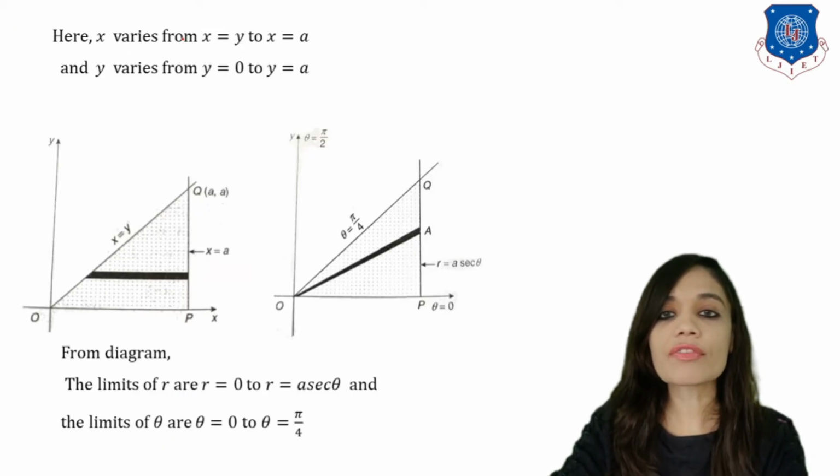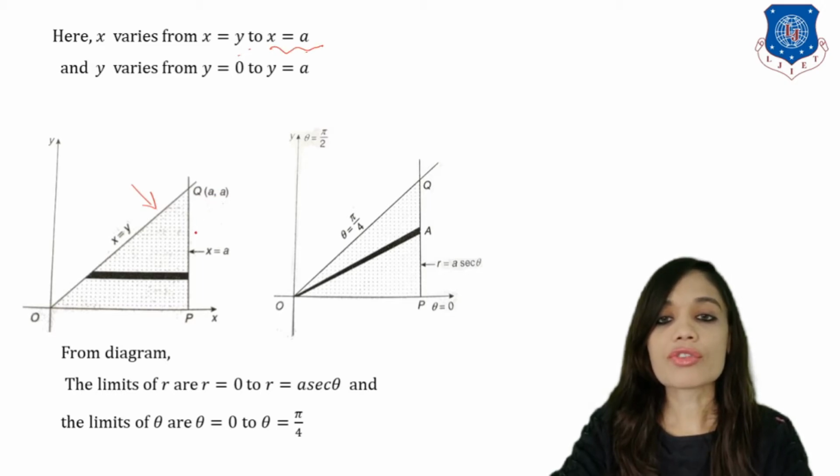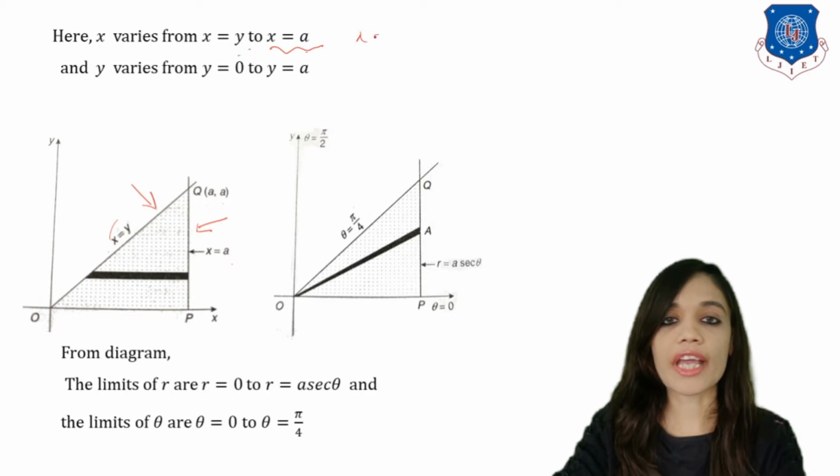So here x varies from x = y to x = a. So firstly let us draw the line x = y. So this is our line x = y. Now let us draw our line x = a. So this is our line x = a. Now let us find the point of intersection between the line x = y and x = a. Okay, so we are given x = y and x = a.